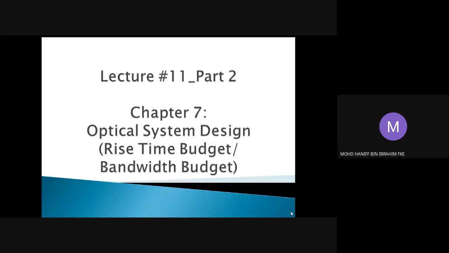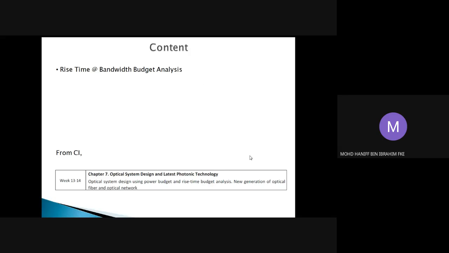So for today, we're going to continue our system design analysis, but this time the emphasis will be on the rise time budget, or what we also call the bandwidth budget. That should be our main topic for today's lecture. And this is the CI, which is very simple: it just mentions the optical system design using two methods, whether the power budget or the rise time budget analysis.